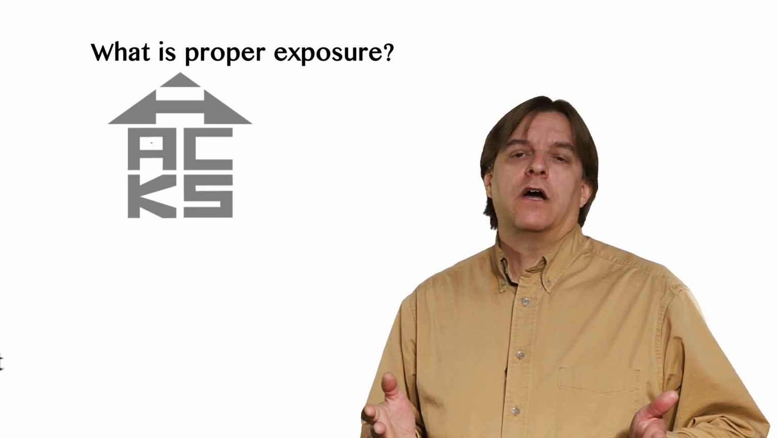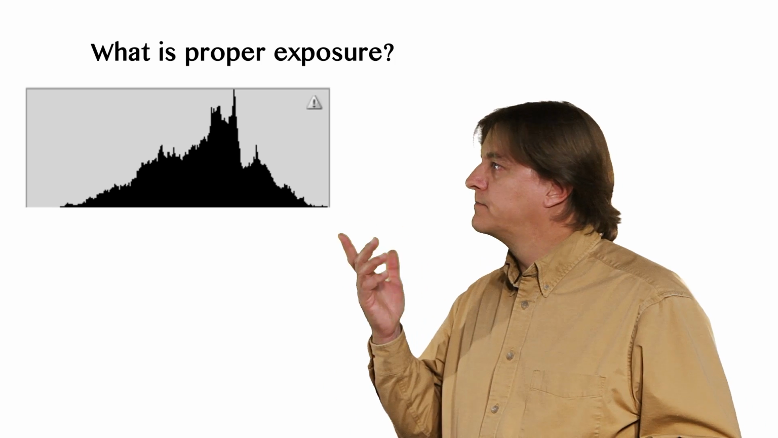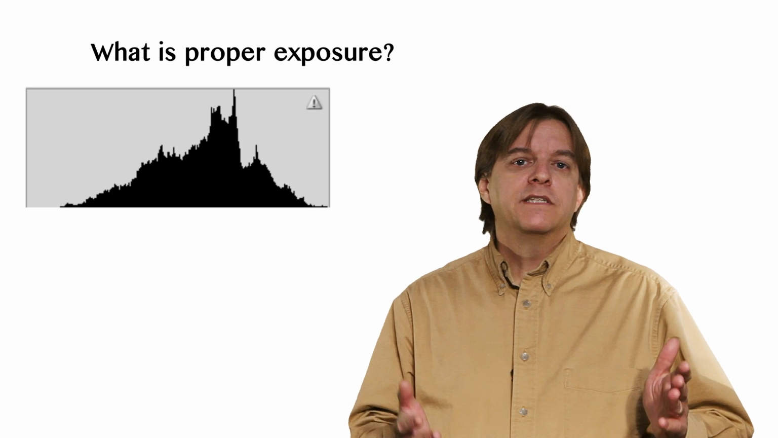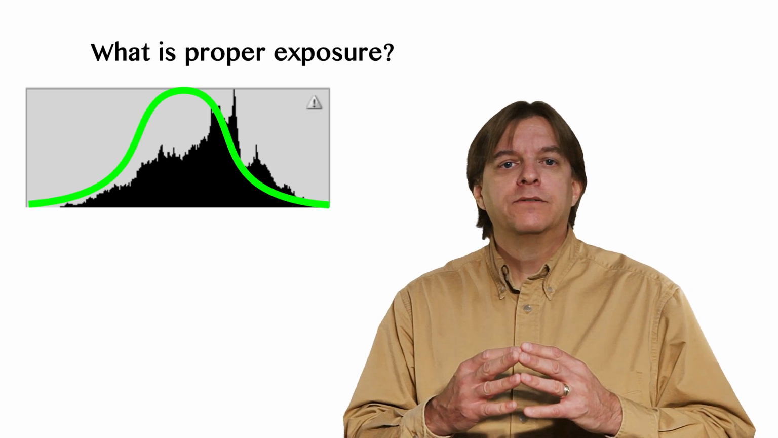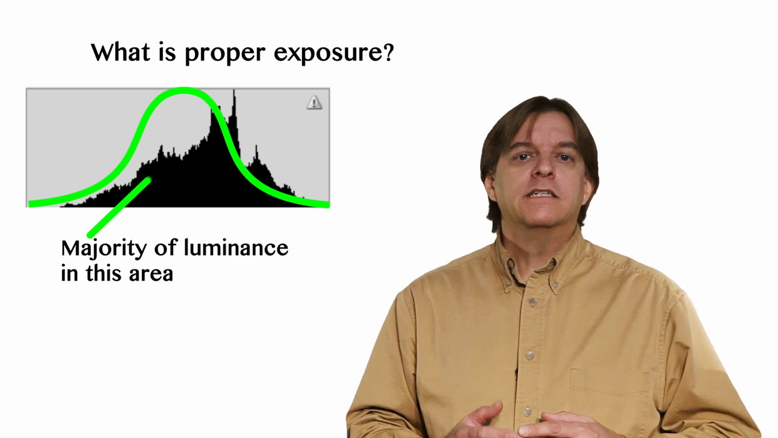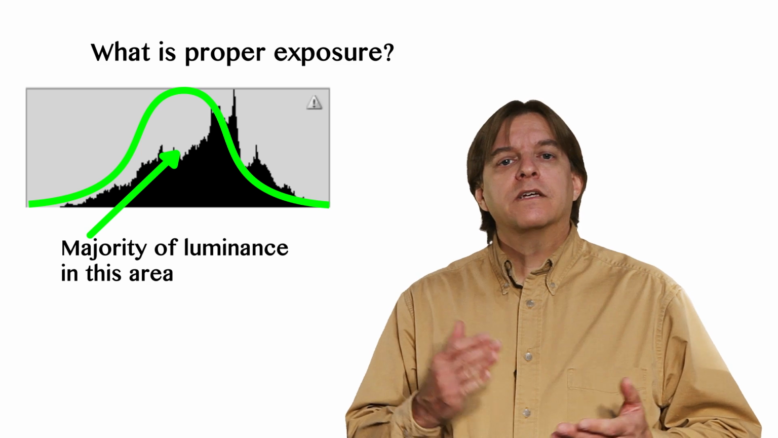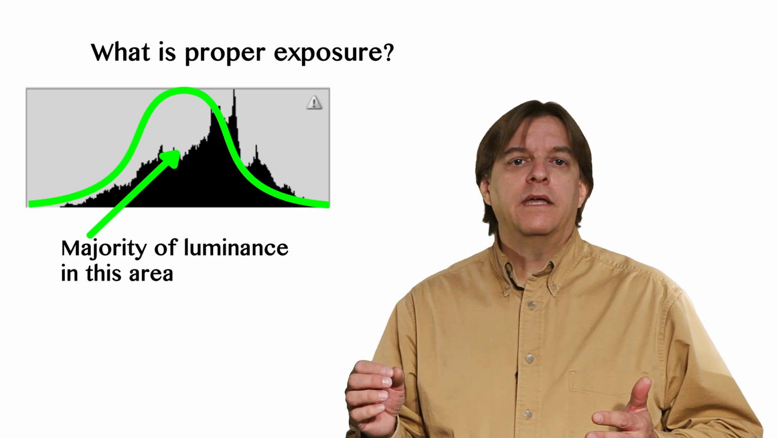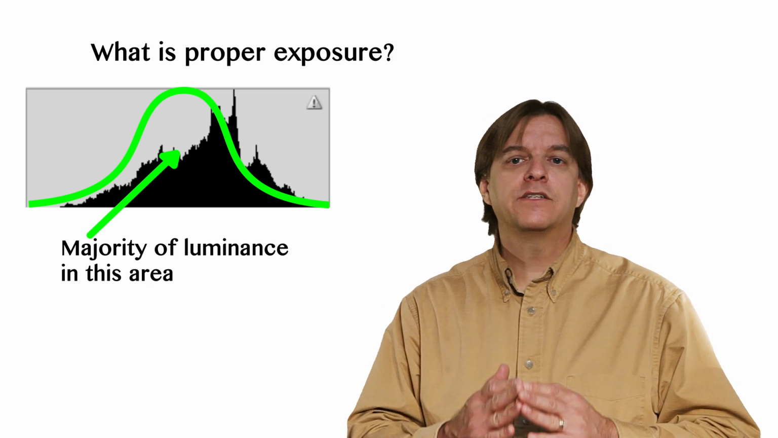Somewhere in the history of photography, someone decided a proper exposure had a histogram that looks like this. It assumes that on average, the majority of the luminance information is in the center of the image. Another way of saying this is that 50% gray will make up most of the image. So the exposure computers in cameras look for a peak in the image and try to adjust camera settings to put the peak in the center of the histogram.